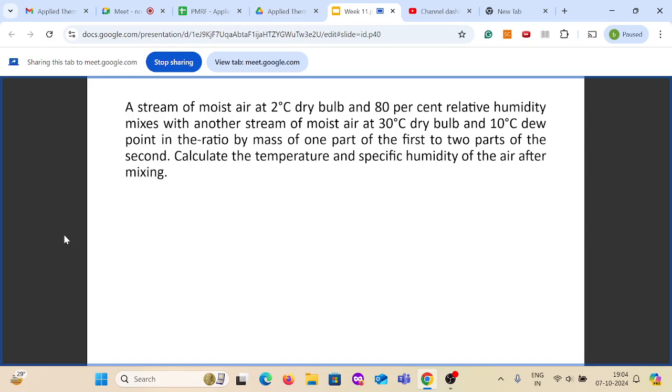So next is a stream of moist air at 2 degrees Celsius dry bulb and 80% relative humidity mixes with another stream of moist air at 30 degrees Celsius dry bulb and 10 degrees Celsius dew point, in the ratio by mass of one part of the first to two parts of the second. So we need to calculate the temperature and specific humidity of the air after mixing. So we have two streams of air which are getting mixed at different temperatures. So we need to find out the final temperature.